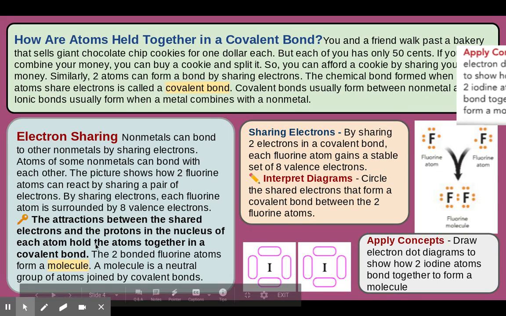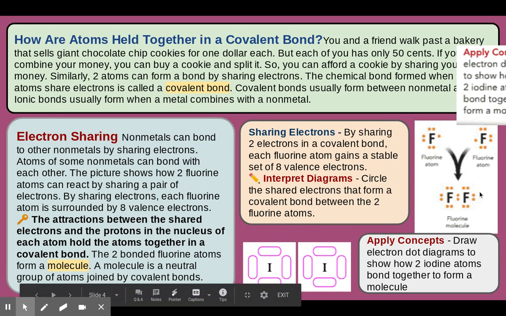That's a covalent bond. So when the attraction between shared electrons and the protons in the nucleus holds the atoms together, that becomes a molecule. So in covalent bonding, we call it molecules. In ionic compounds, we call them compounds. So just a little different terminology there.